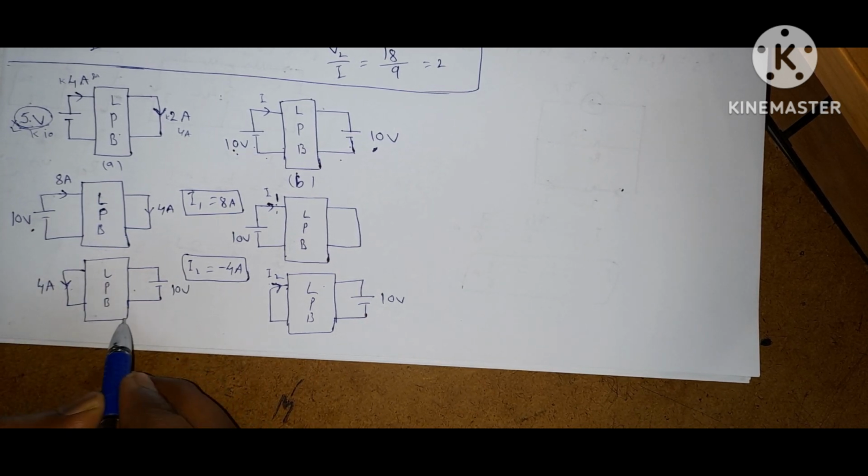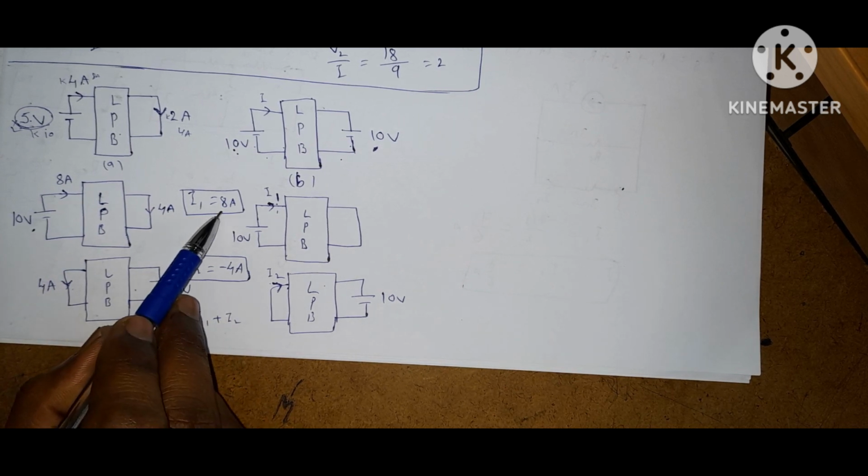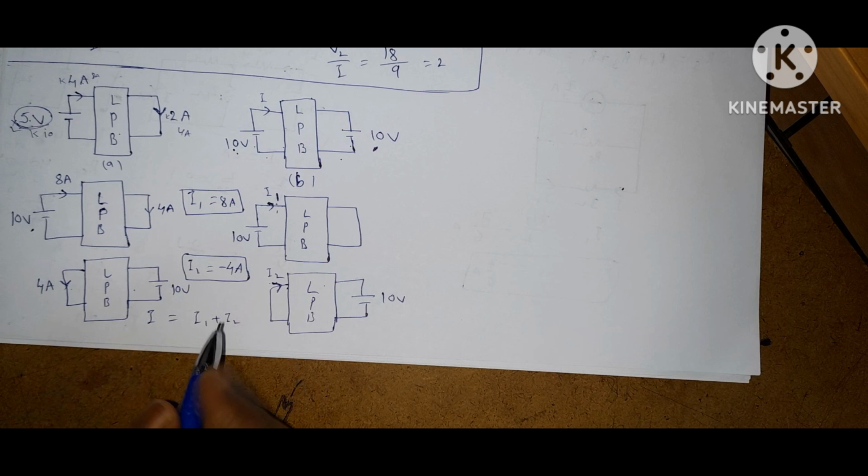Now by the superposition theorem, what is I? I is equal to I1 plus I2. I1 is 8, I2 is minus 4. So I is equal to 4 amps.